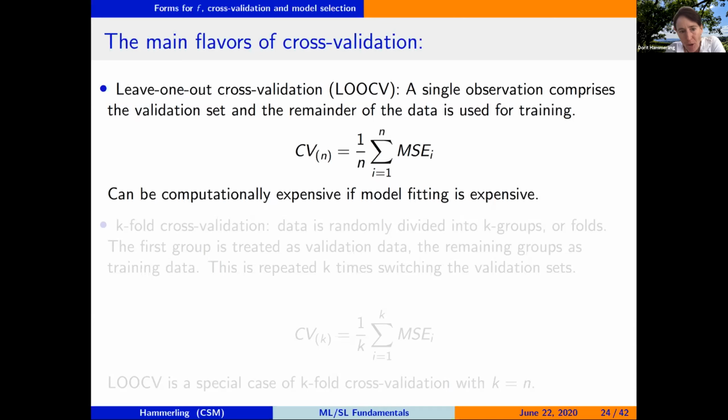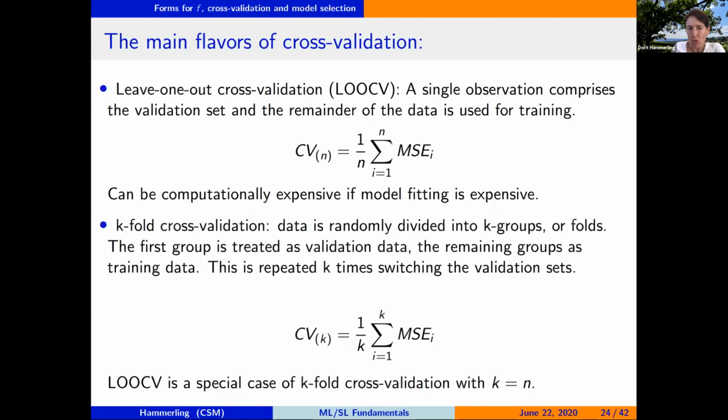This can obviously be computationally very expensive. And in many cases, this would be highly impractical. Let's say you run a deep learning model and you have 9 million observations. You would not want to do that. So in these cases, you do something called k-fold cross-validation. What you do there is that the data is randomly split into k groups. So let's say you do 5-fold cross-validation or 10-fold cross-validation.